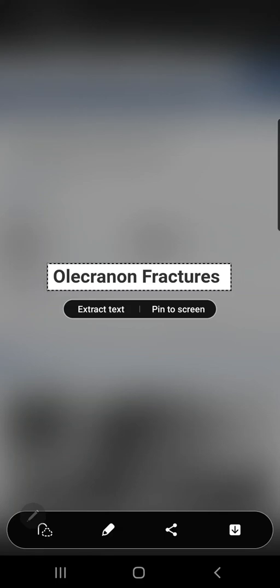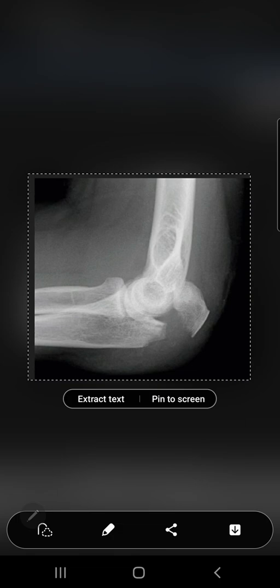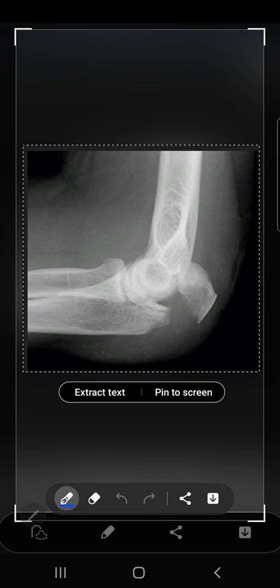Today's lecture is Olecranon Fracture. Olecranon fracture is one of the common fractures causing loss of the extensor mechanism of the elbow. It is a common fracture يصير في young patients and in elderly patients. Young patients due to high energy trauma, such as fall from height or RTA. In elderly patients due to low energy trauma, such as a simple fall down.